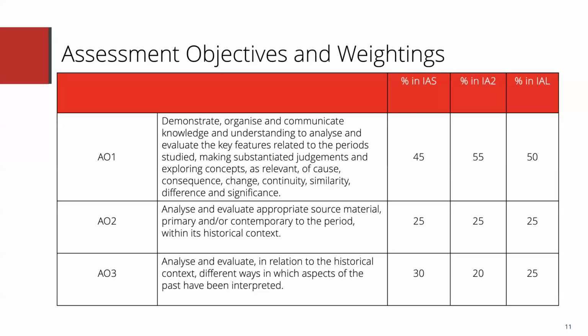AO2 is evaluating appropriate source material, primary and or contemporary to the period, within its historical context. And then AO3 is another 25%, the analysis and evaluation. It's worded as: in relation to the historical context, different ways in which aspects of the past have been interpreted. A lot of the time the students will get a question, which you'll see in a minute, that provides a statement, which is basically an interpretation. It's about the students then challenging that and explaining with their AO1 knowledge.